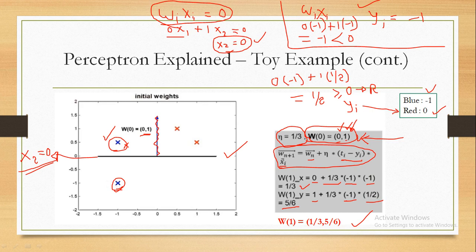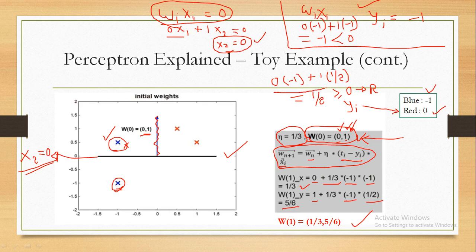Guys, is there any problem? Vijay sir, Maulik sir, Prithvish? Sir, I did not understand what wrongly classified means. Okay, 1/3 and 5/6 I understood.